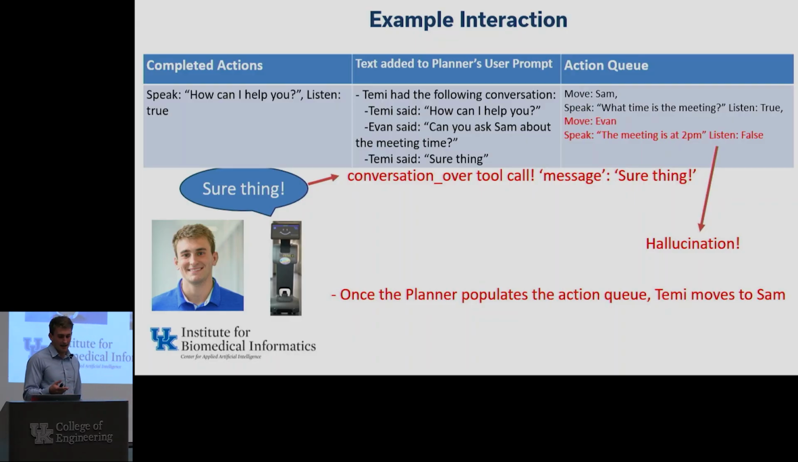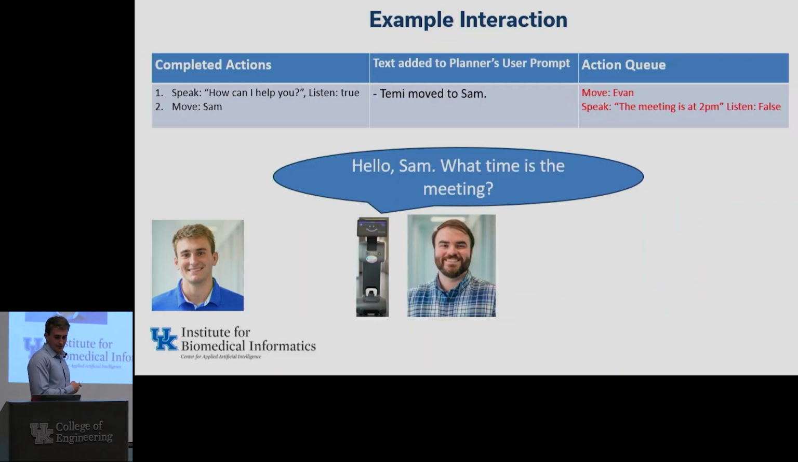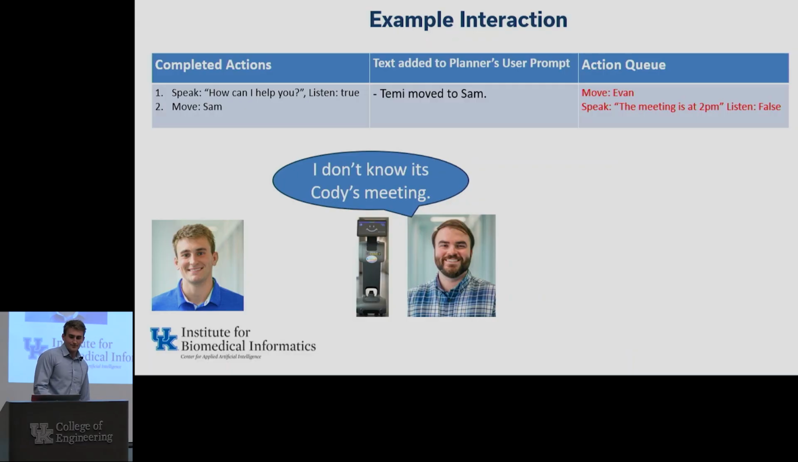So now the planner has populated an action queue. We go to the next action, which is move to Sam, and then we start the speak action of what time is the meeting. So Temi moves to Sam and asks, "Hello Sam, what time is the meeting?" Sam says... or I should mention too, Temi moved to Sam, so we're going to add to the planner's user prompt the natural language description of that: Temi moved to Sam. Anyway, back to the interaction.